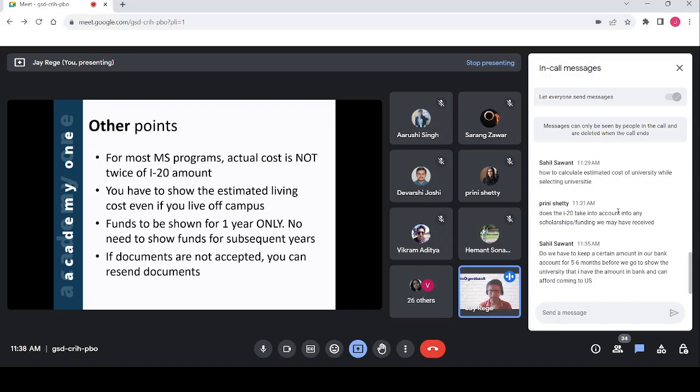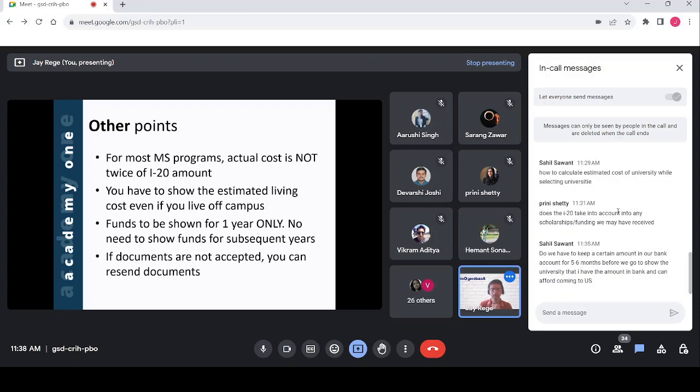Universities really don't care about where the money is, how many days the money was there, and all these things. For them, it is just an administrative process. They just need letters which will show that, okay, this is the minimum amount that we require, and this is the amount that the student has. If the amount falls short by even $1, they will say you are falling short.